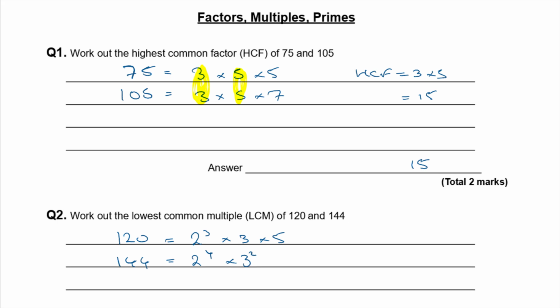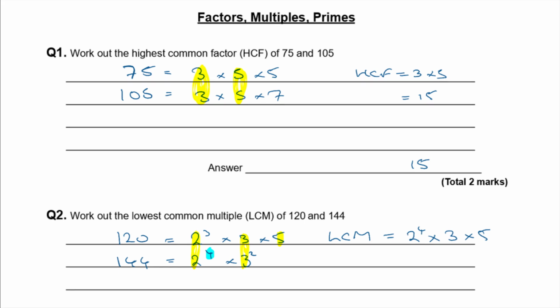Okay, and then the LCM is every base that appears. You can see we've got a 2 appearing, we've got a 3 appearing, and we've got a 5 appearing. They're my 3 bases. So the LCM is going to have a 2 in it, a 3 in it, and a 5 in it. But we pick the highest power that appears of that base. So if you look at the 2's, I've got a 2 cubed and I've got a 2 to the 4. So I'm going to pick the higher of those two. I'm going to pick the 2 to the 4.